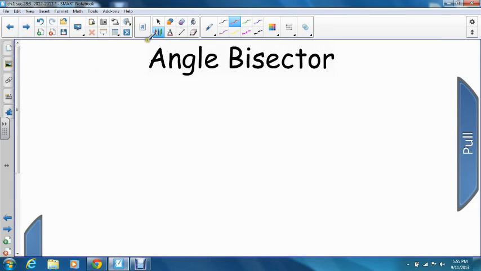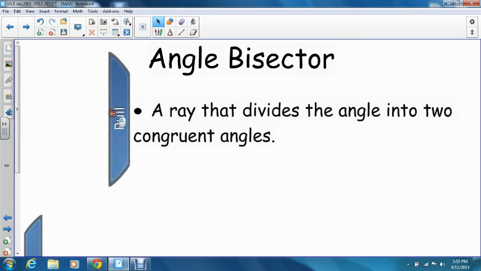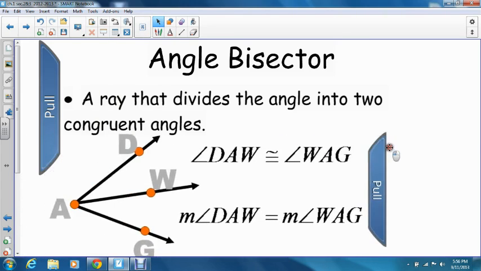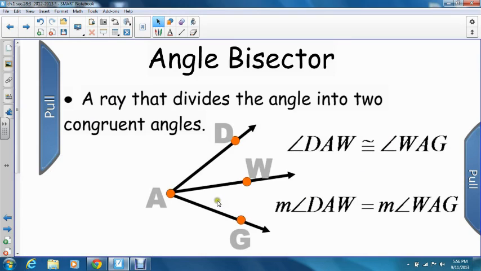All right, an angle bisector, another term that we need to know. We're going to construct an angle bisector in tomorrow's set of videos, but today we'll just look at the term. An angle bisector is a ray, big key word right there, it is a ray, that divides the angle into two congruent angles. So let me show you a picture of that.